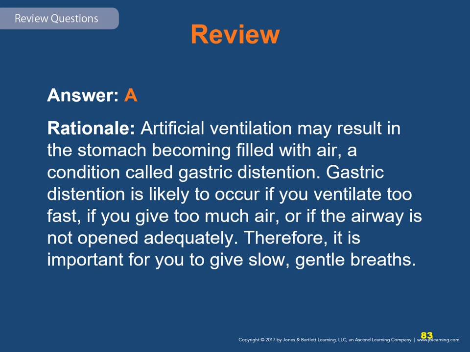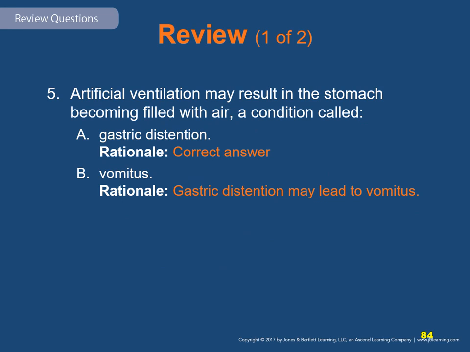Artificial ventilation may result in the stomach becoming filled with air, a condition called gastric distension. Gastric distension is likely to occur if you ventilate too fast, if you give too much air, or if the airway is not opened adequately. Therefore, it is important for you to give slow, gentle breaths. Answer A, correct answer. Answer B, vomitus. Gastric distension may lead to vomitus.